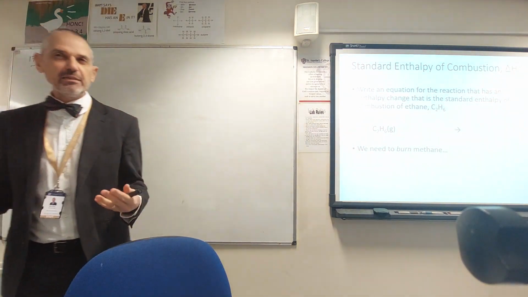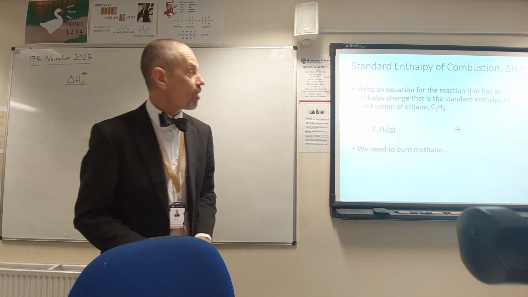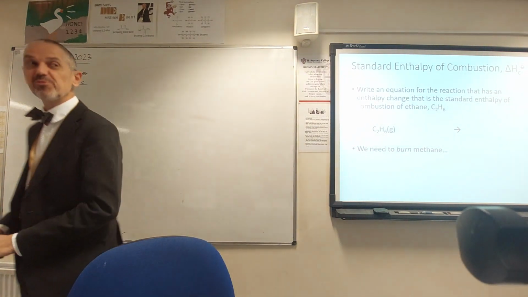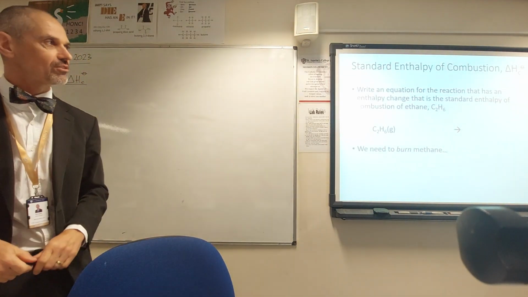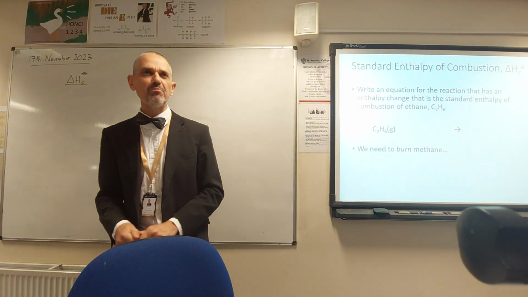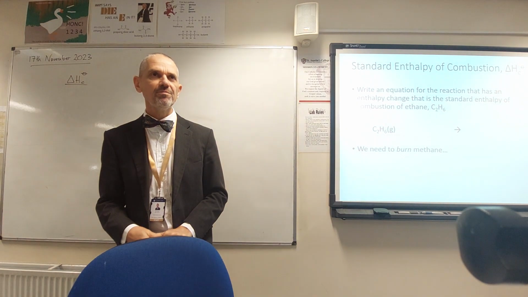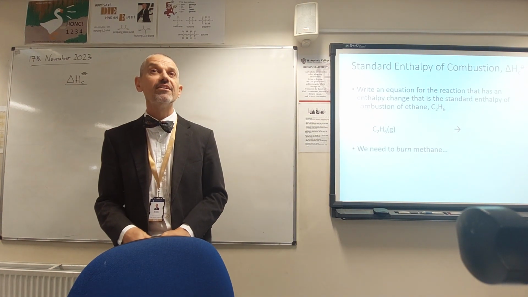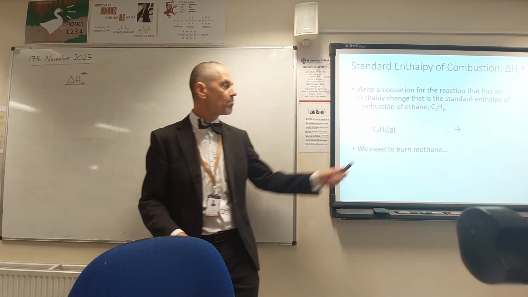Again, it seems quite a wordy question, but that's how AQA are going to word it. Write an equation for the reaction that has the enthalpy change that is the standard enthalpy of combustion, formation, whatever it is, of ethane. So what was the important thing we needed to bear in mind when we were writing the equation? Someone else? It was just 1 mole ethane, yeah. We have to have 1 mole of ethane.